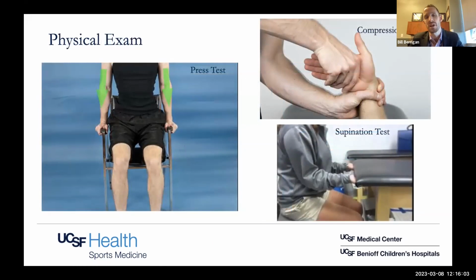For physical exam, you have the press test, which is a great test, very easy to do. You have the patient push up on the chair, and if they have pain right in the ulnar area, that's a positive test for TFCC. If you have ECU tendinopathy, it won't cause pain like it does with the TFCC with this test. You also have your compression test, where you take the hand, grab the fingers and the rest of the hand, ulnar deviate it and apply an axial load, and this will cause pain for those patients. You can also have them put their hands right underneath the table. It's called a supination test, and they try to lift up on the table.